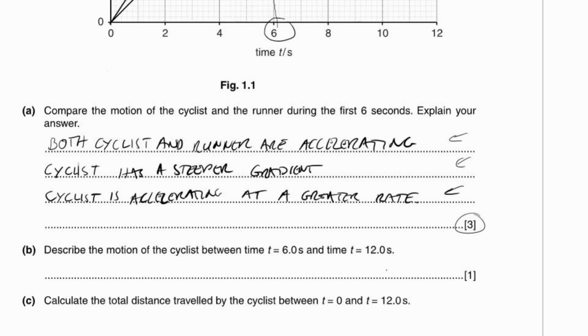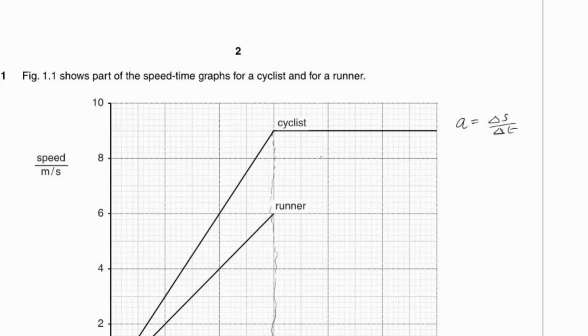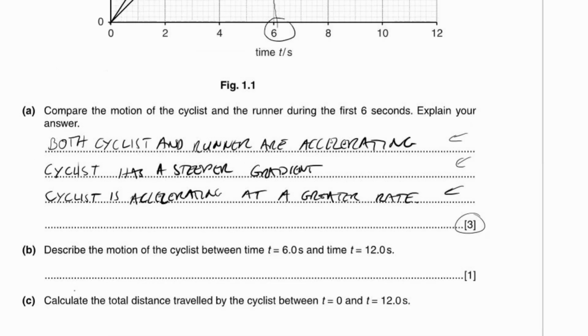Part B. Describe the motion of the cyclist between time t is 6 seconds and t is 12. And what we can see is that the speed there is 9 meters per second and it doesn't change. So for describing the motion of the cyclist, we'd say that they're moving with a constant speed. There we go, moving with a constant speed.